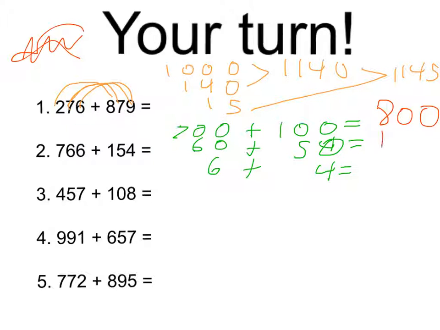60 plus 50 is 110. And 6 plus 4 is 10. Add these all up. 920. Should be a 9. Great. Okay, let's check out number 3.